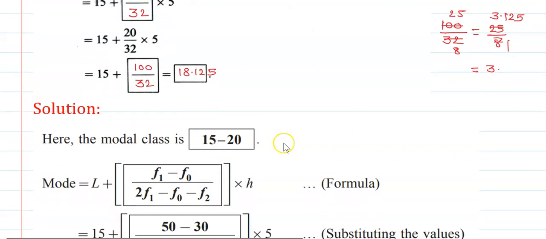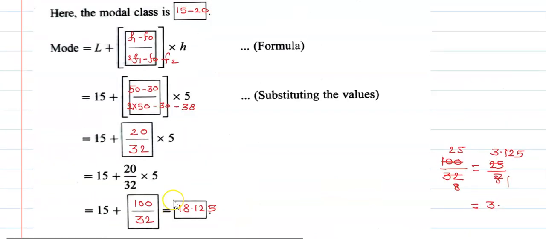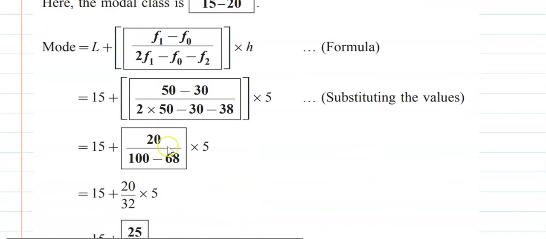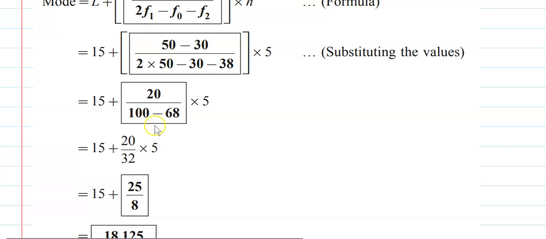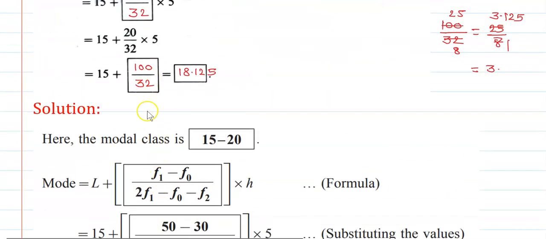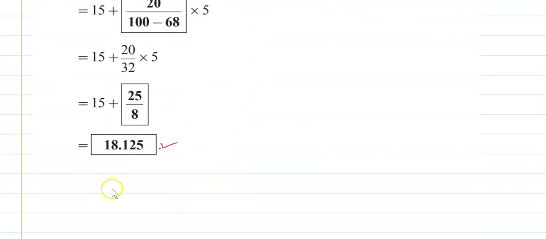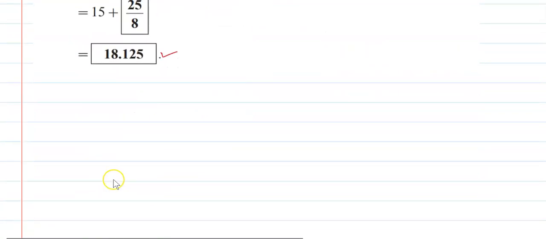Now see this here. The first is 15 to 20. Next is the formula F1 minus F0 upon 2 times F1 minus F0 minus F2, into 5. Next is 20 upon 100 minus 68, 20 upon 32 into 5, 25 upon 8. It can be simplified. After the simplification, you will get 18.125.